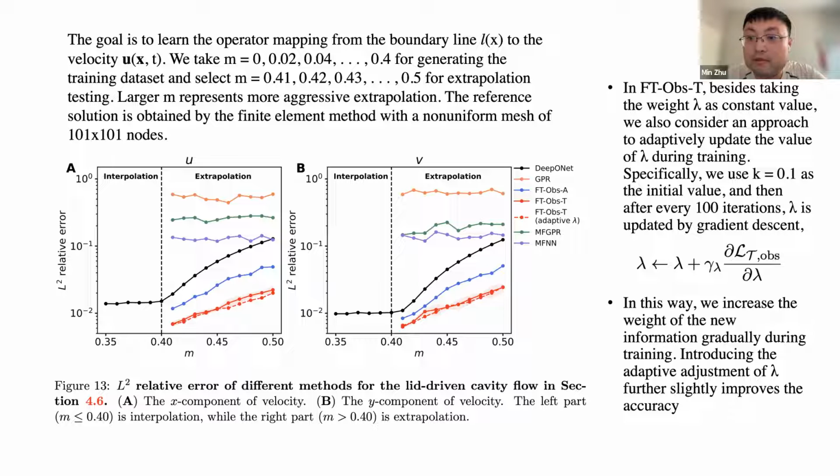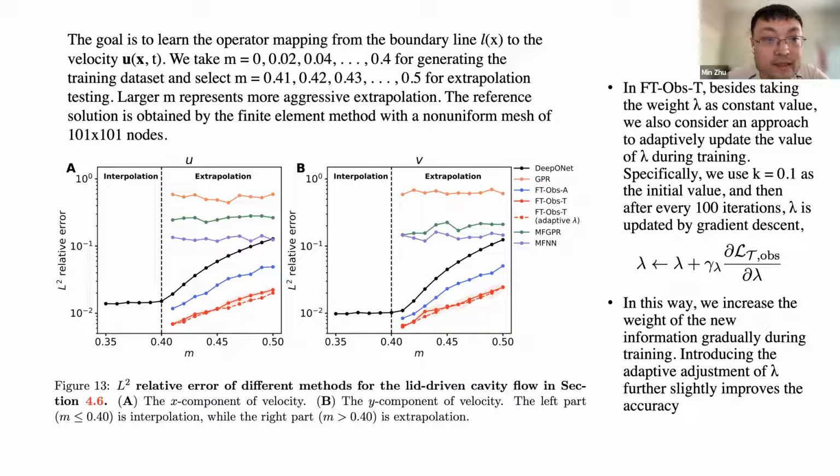However, the fine-tuning with observation provides a considerable improvement on accuracy, and reaches an L2 relative error of 10 to the -2. And the fine-tune with observation together works the best among all the proposed methods. The prediction of the vertical velocity in figure B also has similar behaviors.